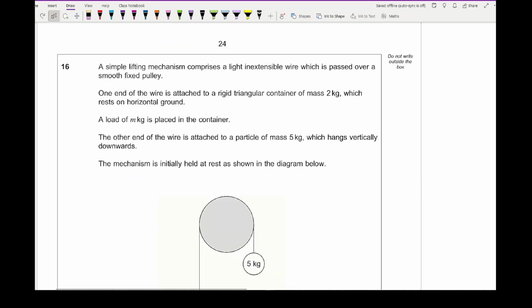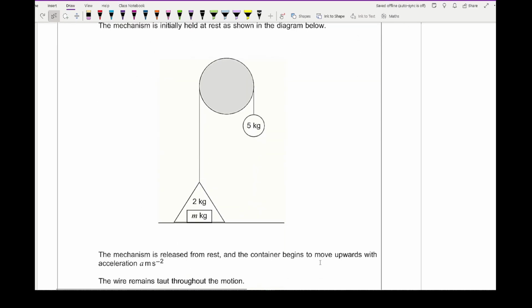Question 16. A simple lifting mechanism comprises a light inextensible wire which is passed over a smooth fixed pulley. One end of the wire is attached to a rigid triangular container of mass 2 kilograms, which rests on horizontal ground. A load m kilograms is placed in the container. The other end of the wire is attached to a particle of mass 5 kilograms, which hangs vertically downwards. The mechanism is initially held at rest and shown in the diagram below. Then it says, the mechanism is released from rest and the container begins to move upwards with acceleration a meters per second squared. The wire remains taut throughout the motion.